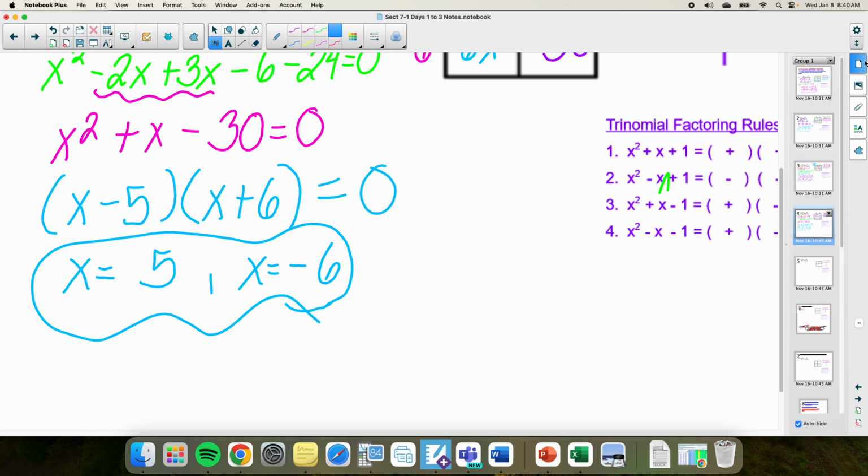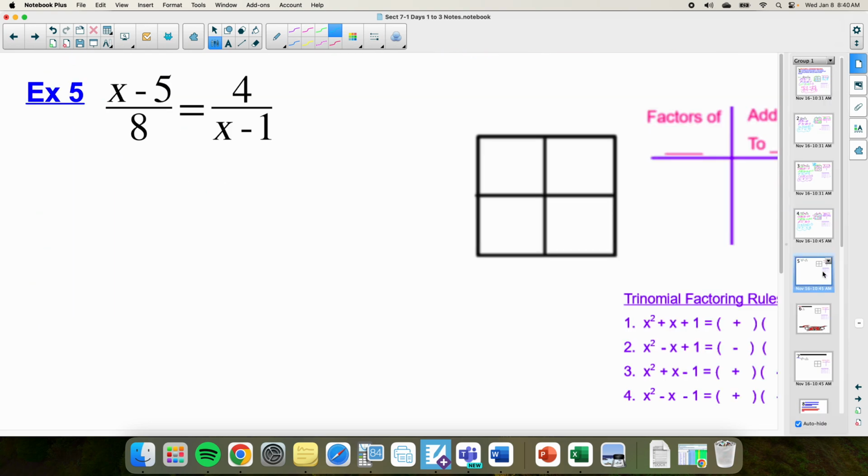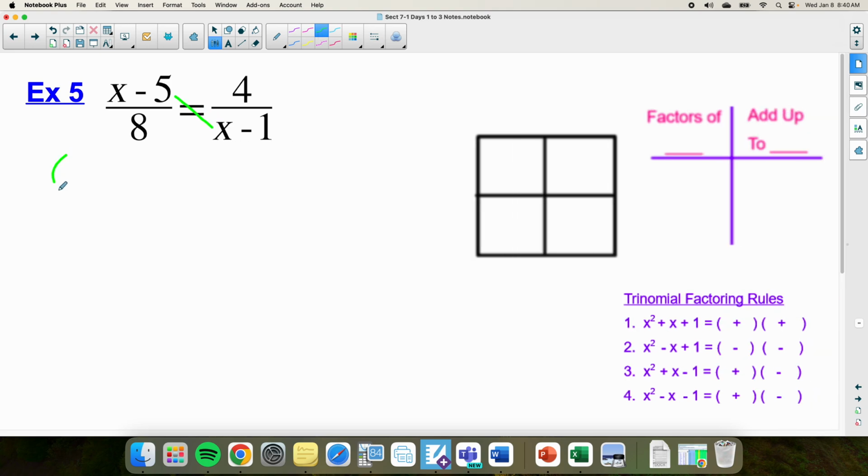All right. Now let's go to this one. So first we're gonna do cross products. So I have x minus 5 times x minus 1 equals 8 times 4, which is 32.